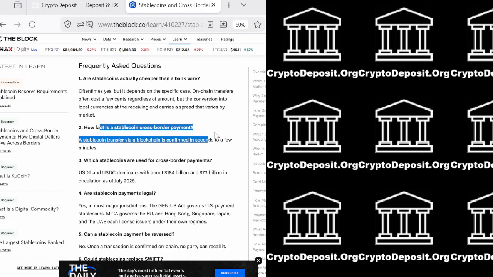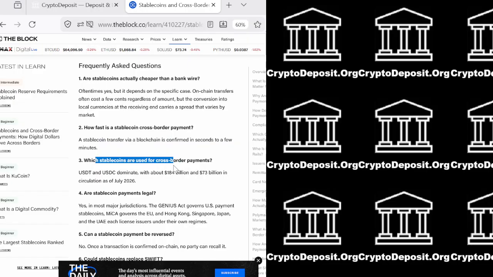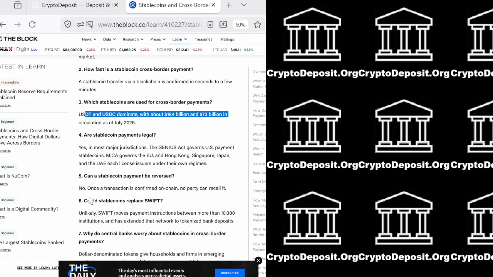How fast is a stablecoin cross-border payment? A stablecoin transfer via a blockchain is confirmed in seconds to a few minutes. Which stablecoins are used for cross-border payments? USDT and USDC dominate, with about 184 billion and 73 billion in circulation as of July 2026.